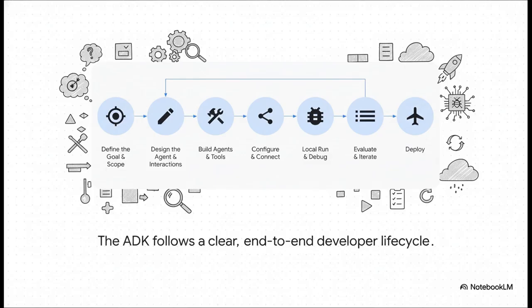So for this explainer, we're actually going to walk through the whole developer lifecycle that the ADK sets up for you. We'll start with just the basic idea of our agent, then we'll build it out with some powerful tools, run and debug it right there on our local machine, and finally push it to the cloud. It's a really clear path from A to Z, from idea to live application.